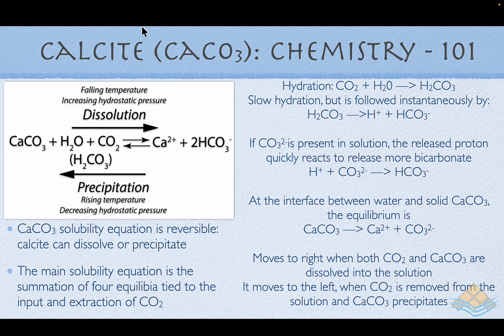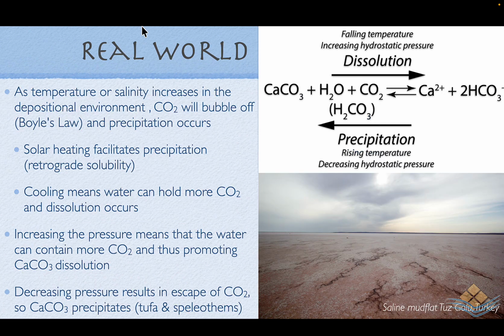So what does that general simple chemistry mean in terms of the real world? Well, it tells us that in any environment on the world's surface where temperature or salinity is increasing and we're around calcium carbonate saturation, if we see CO2 bubbling off, then following Boyle's law, we'll see precipitation occurring. That type of scenario happens, either temperature or salinity increases, where the CO2 is being lost in situations where we have solar heating facilitating precipitation. In other words, we're seeing a form of retrograde solubility, where solubility decreases as the temperature increases. It also means that cooling will mean that the water can hold more CO2 and dissolution will occur.